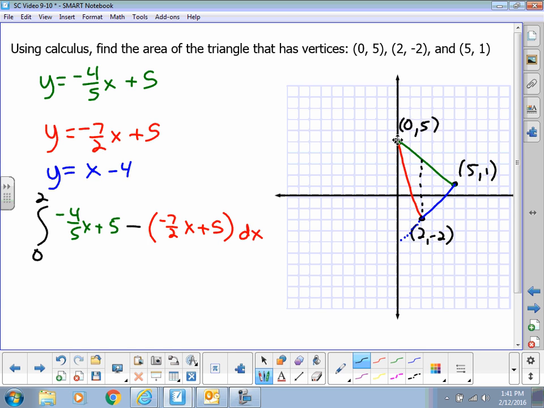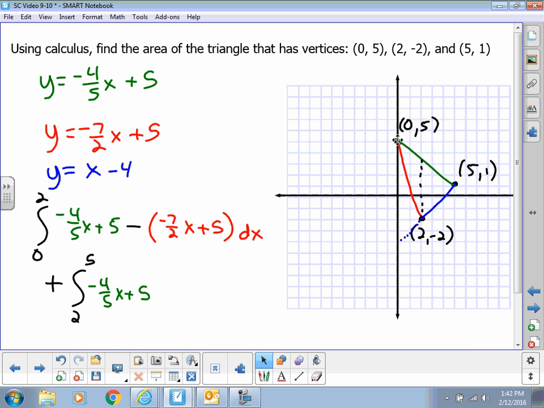And then we'll add on our integral from 2 to 5, and that will be our green minus our blue now. So the green again is negative 4/5 x plus 5, and we'll subtract off our blue in parentheses, which was x minus 4. And we have dx again.